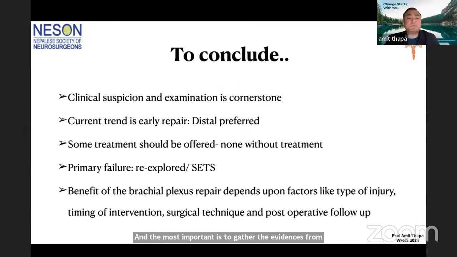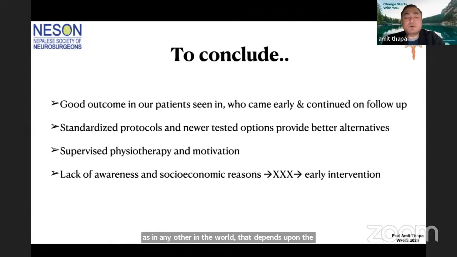So to conclude, we should always have a high clinical suspicion, and examination should be the most important task of any clinic which is managing brachial plexus injury. The current trend is early repair and always as distal as possible. Some treatment should be offered, and patients who have a primary failure should be re-explored. The benefit of brachial plexus repair, as in any other literature in the world, depends upon factors like the type of injury, timing of intervention, surgical technique, and post-operative follow-up.